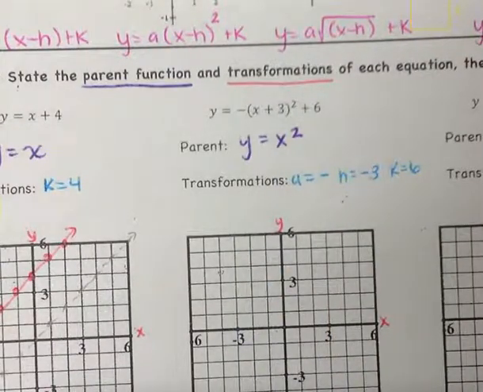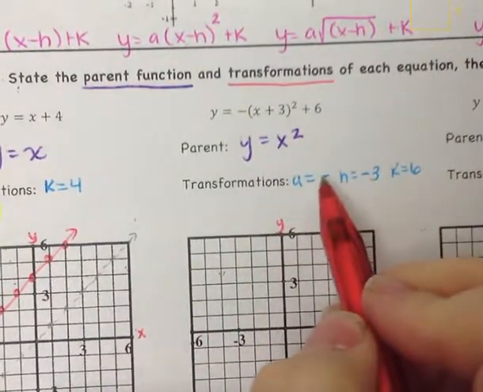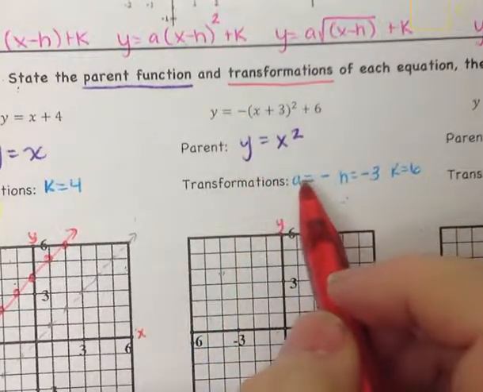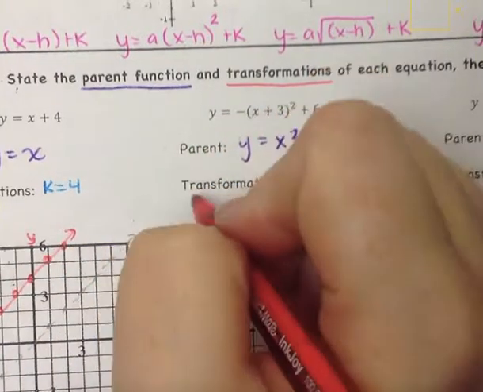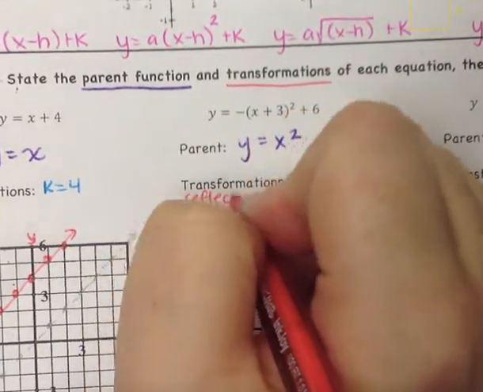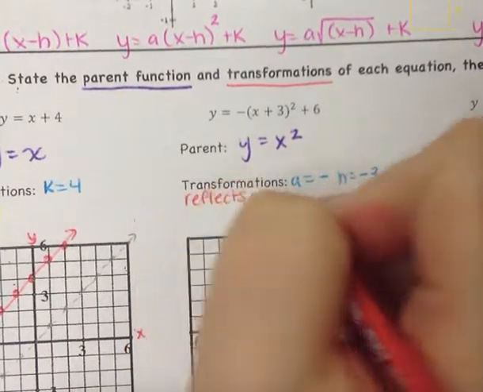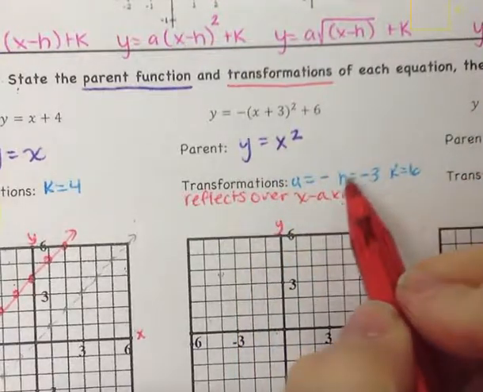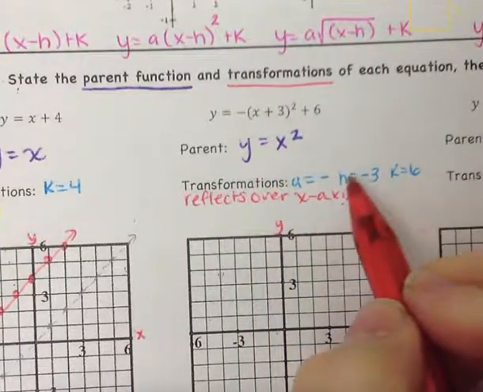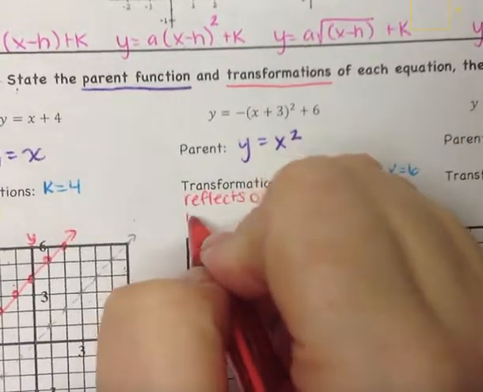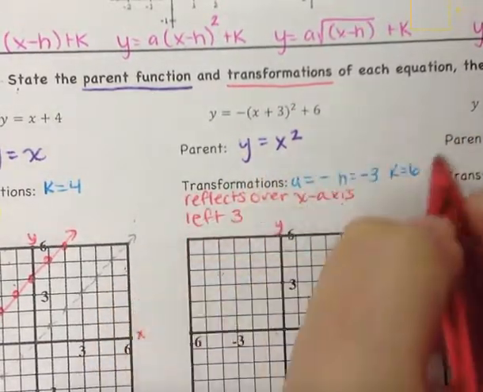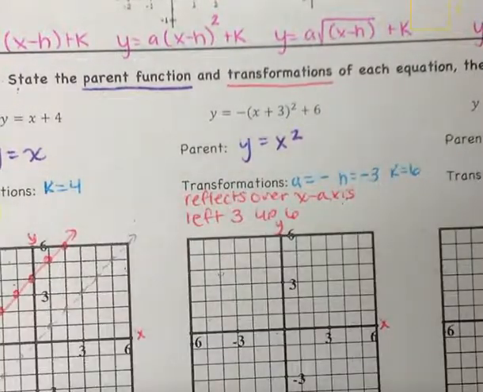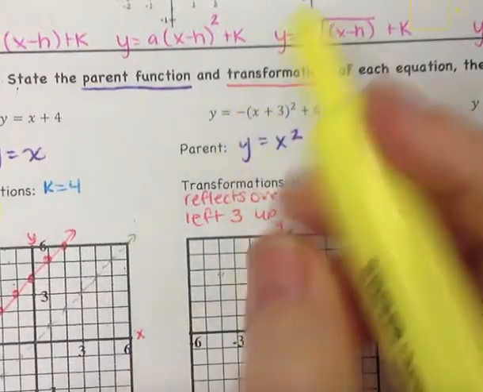So the transformations that have occurred. First transformation is the a value of a negative reflects this graph over the x-axis. Then it will move left 3 because the h is your horizontal movement. That to the negative 3 is left 3. Then it will move up 6 because that k value is 6. These are your transformations.